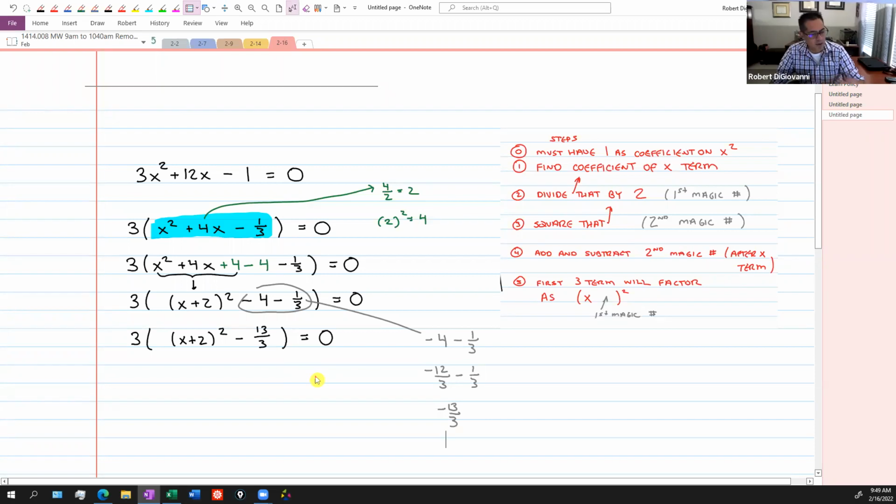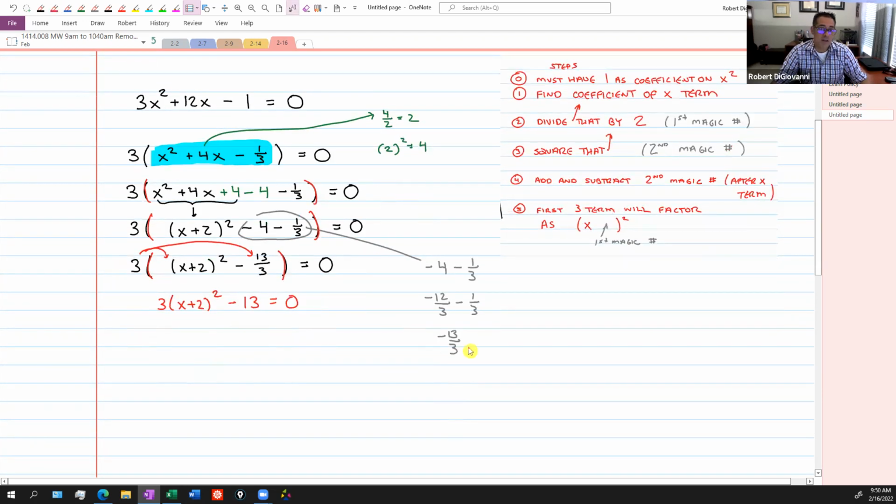And notice that the whole time I was doing this, that 3 that I pulled out, I just left it. I put all this in that red parentheses, and that 3 is just sitting out there. I'm going to go ahead and distribute the 3 back through. So I'm going to multiply it here and here. When I multiply it times the first piece, I get 3 and then x plus 2 squared. And then minus, when I hit this 3 with the 13/3, the 3's cancel, I get 13 and then equals 0.